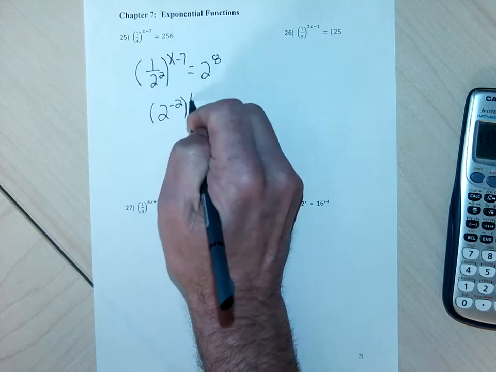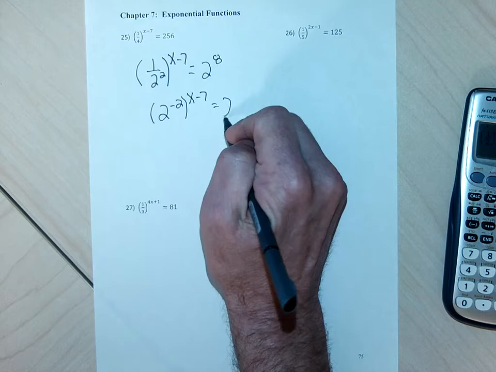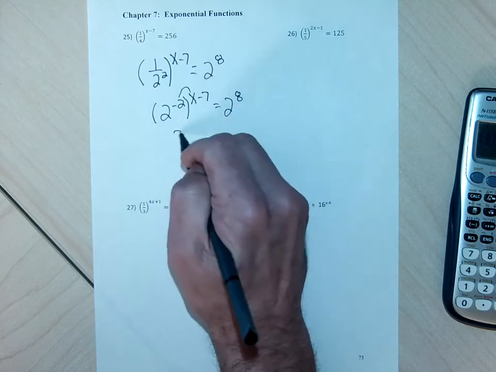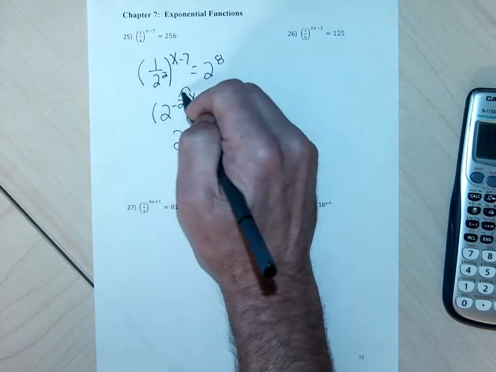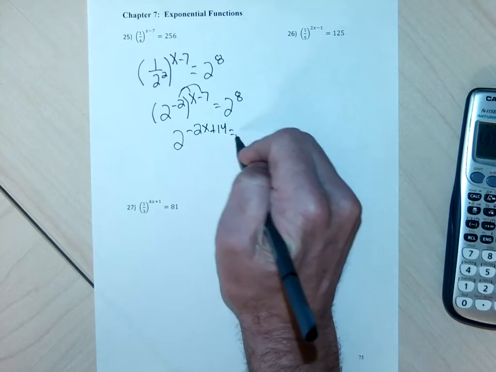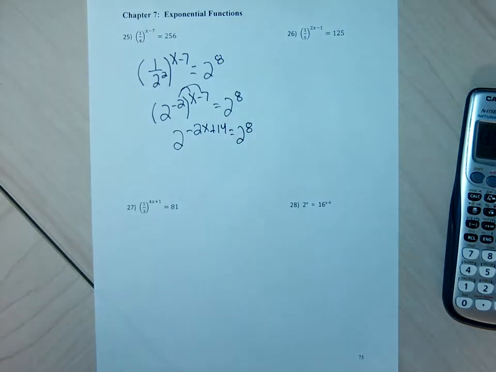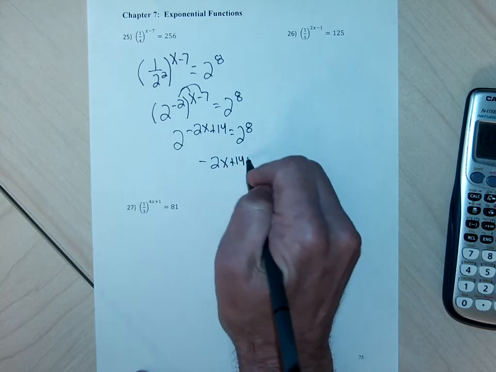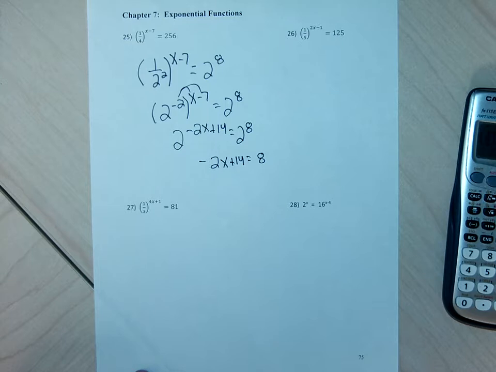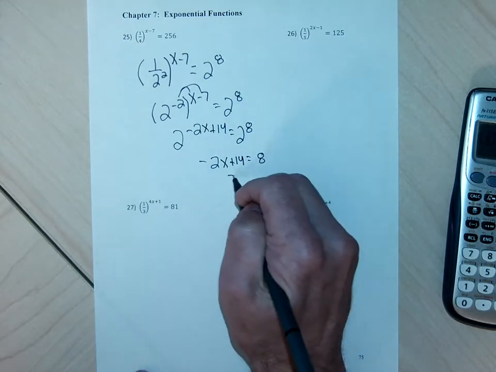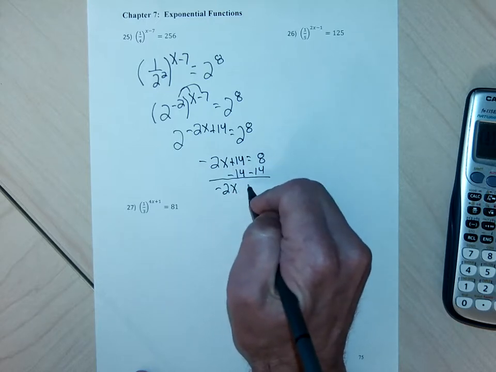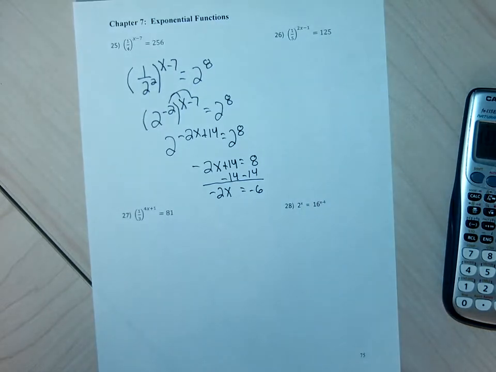So on the left-hand side, I get 2 to the negative 2 power. And then I'm going to clear the parentheses on the left-hand side by going negative 2 times x and negative 2 times negative 7. Now that I have both sides written with the same base, I set the exponents equal to each other and I drop the base. And then do the algebra to solve for the x. In this case, in problem 25, I'm going to minus 14 and get negative 2x equals negative 6, and then divide by negative 2.